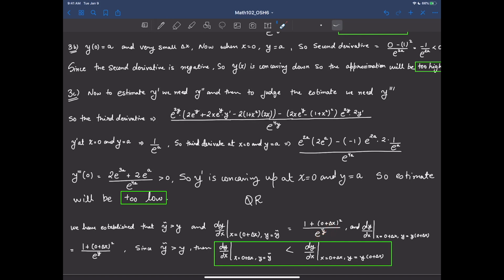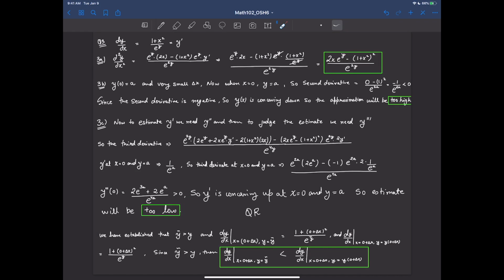Okay, so there are two explanations in front of you. You can use the third derivative approach and come up with: oh, this function is concave up, so it must be a lower estimate. Or you can figure out that if you have an approximate y here, the derivative at the approximate value of y is going to be less than the derivative at the actual value of y. Both of them are valid ways to work through this. So now that wraps up everything.